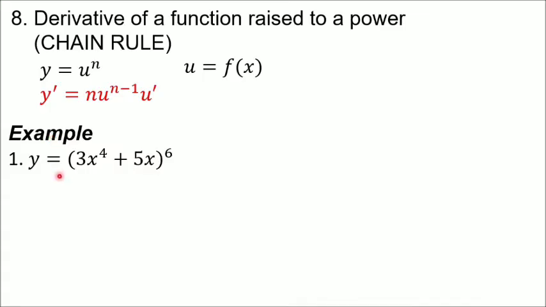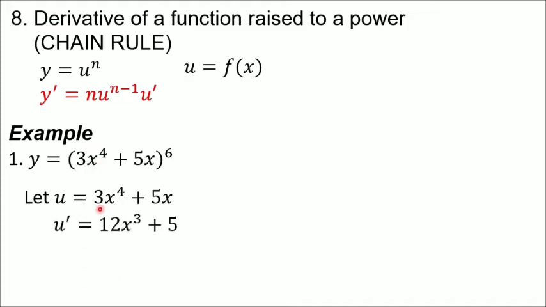So example, we have here y equals the quantity of 3x to the 4 plus 5x raised to the power of 6. Yung n natin dito ay 6, and then yung ating u ay ito nasa loob ng parenthesis, 3x to the 4 plus 5x. That is our u, and n natin is obviously 6. So we need to find the u prime, or the derivative of u. Kunin natin ang derivative lang nito. That's 4 times 3 is 12x to the 3, so minus 1. And then this 5x, the derivative is 5. So okay na tayo, nakuha na natin yung u prime.